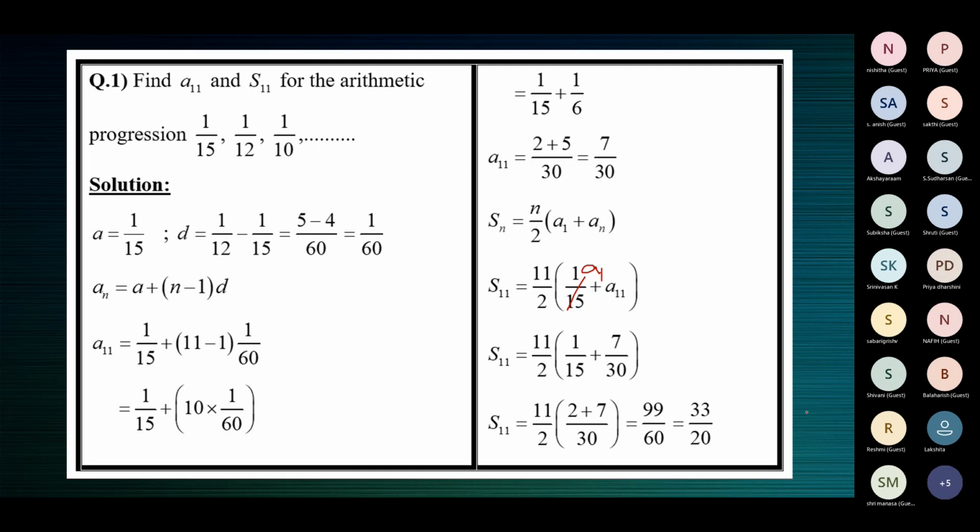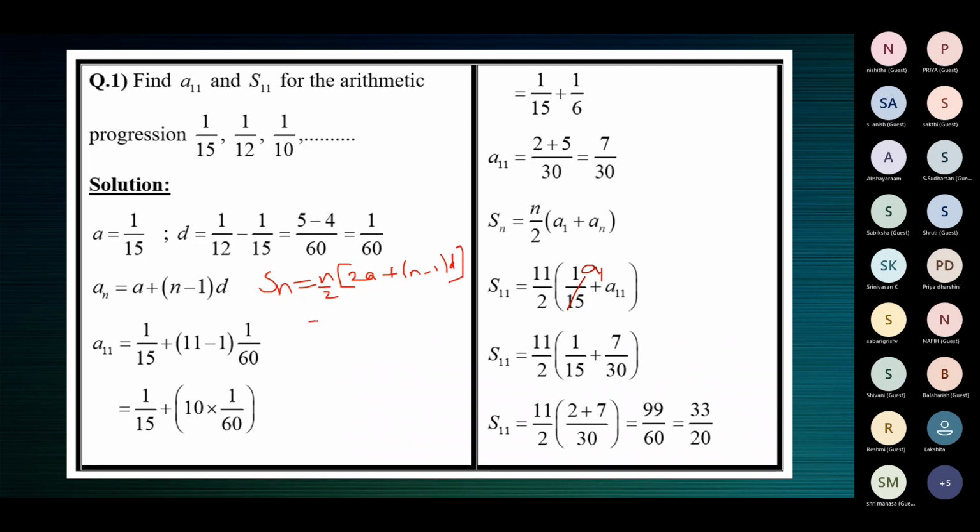Now you can also find S11 using the other formula, Sn is equal to n by 2 of 2a plus n minus 1 into d. You can also use this formula.